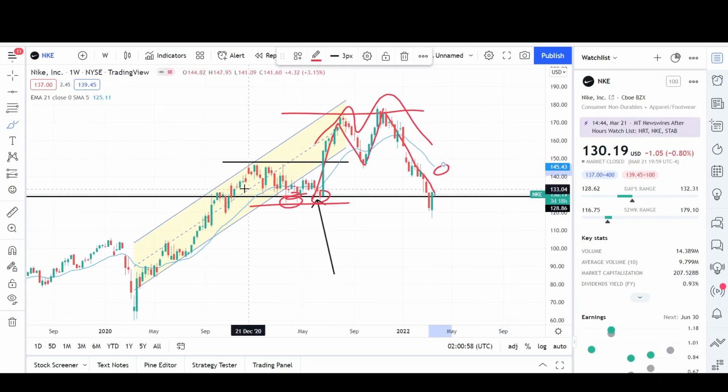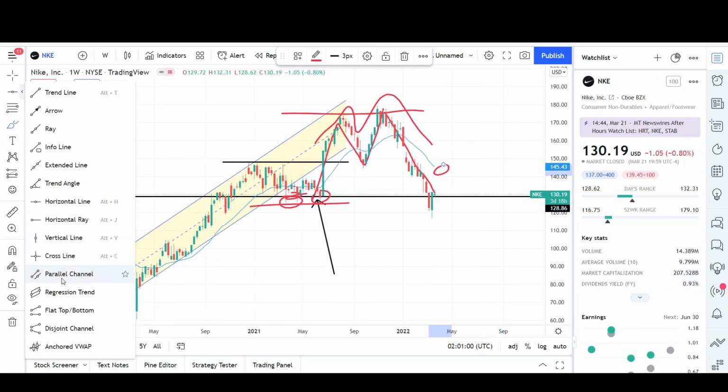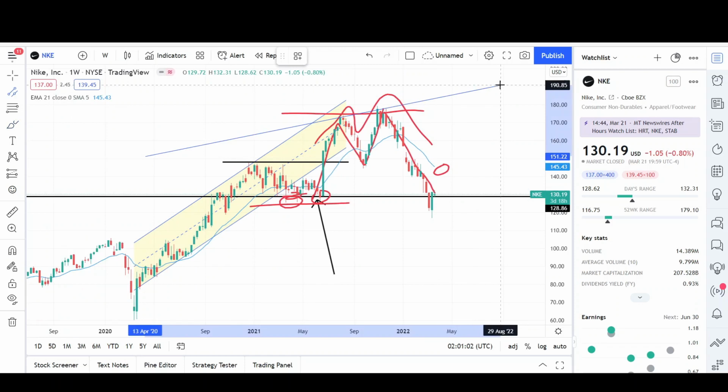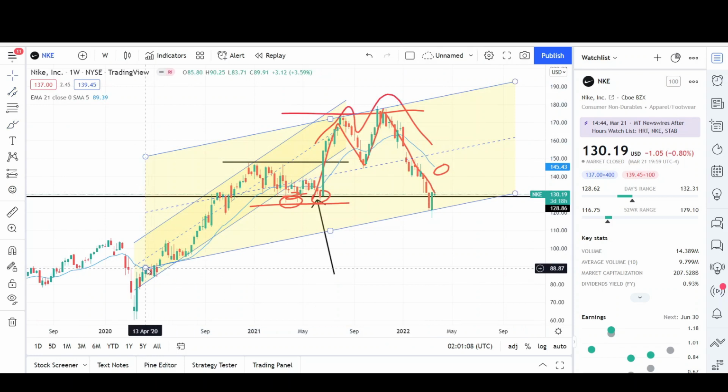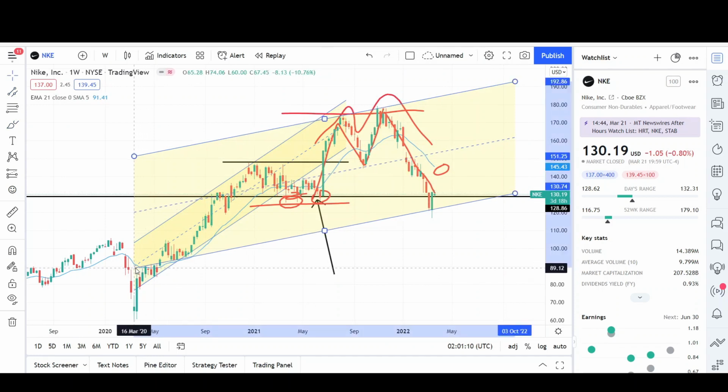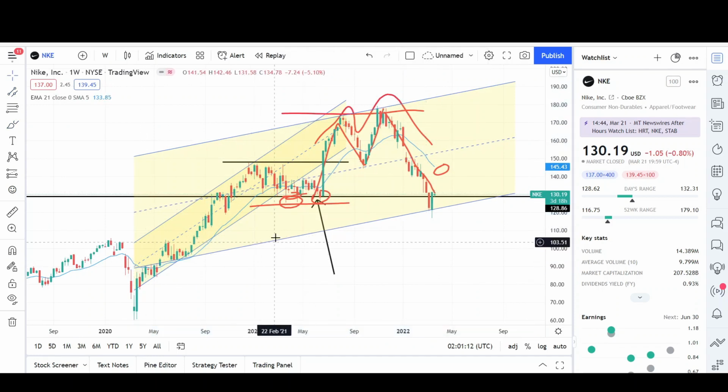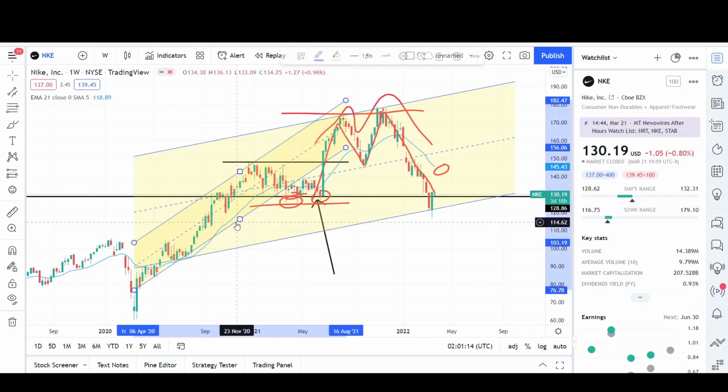I do see that Nike is inside of, you could say, a shallower channel. If I connect the swings up on the highs and I drag this down, you can see that we could be possibly inside of this flatter channel. Let's go make this spiking channel orange.